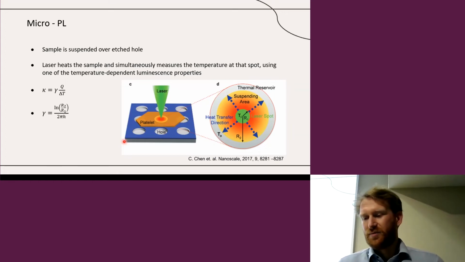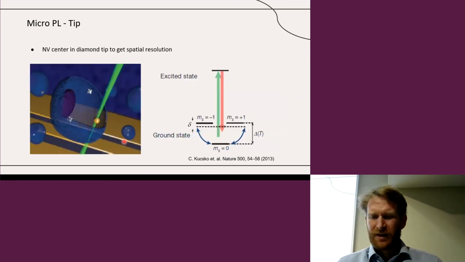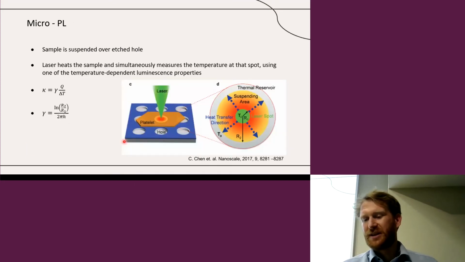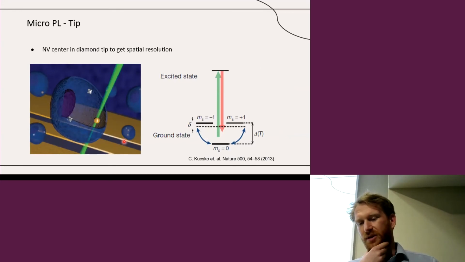And then by measuring the temperature locally, and by knowing how much of the power is absorbed, so how much is your heat flow, you can extract the thermal conductivity of this system. But this measurement technique is actually not that common, for reasons I will go to later.